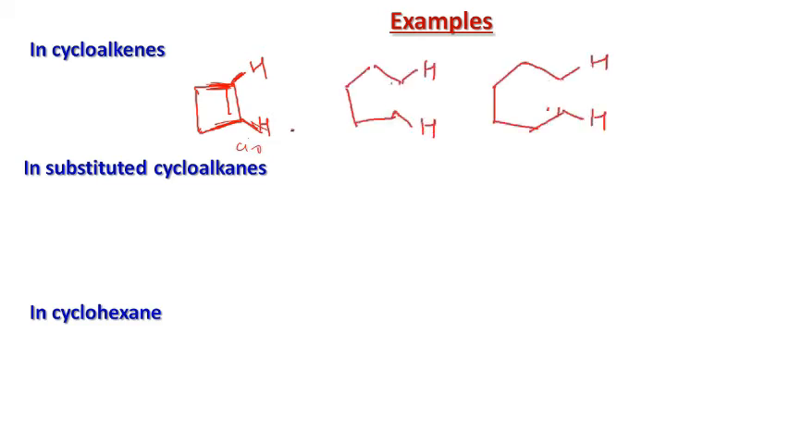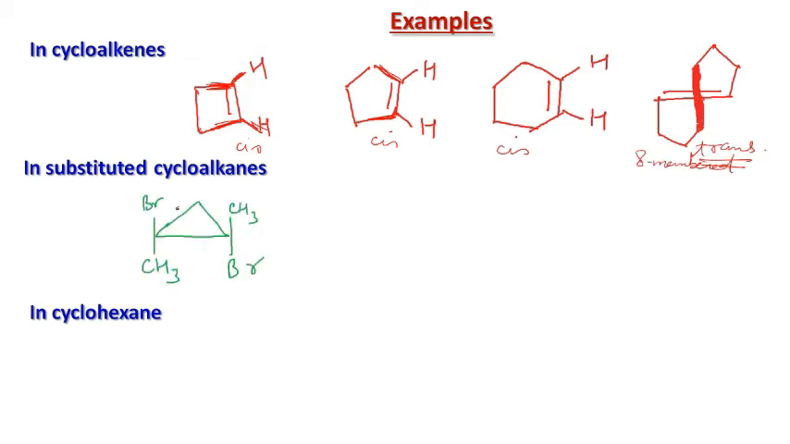Similarly, we have this 5-membered ring and 6-membered ring with double bond. These hydrogens are on the same side, therefore this is again cis. However, the 8-membered ring can show the trans isomerism because it can be twisted due to its large size. So it can be a trans.